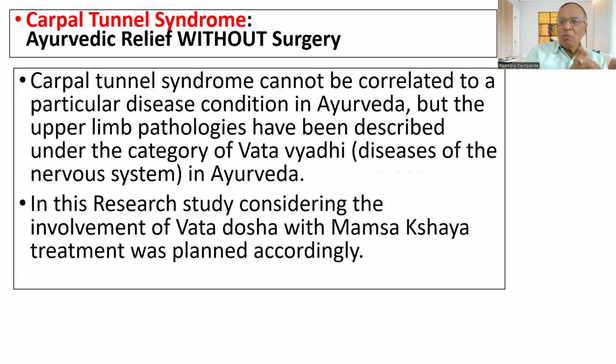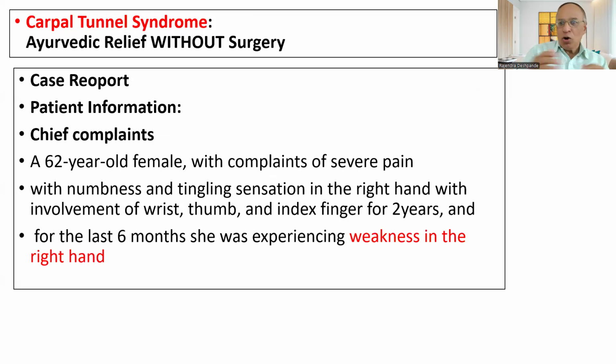Carpal tunnel syndrome cannot be correlated to a particular disease condition in Ayurveda. But upper limb pathologies are described under the category of Vata Vyadhi in Ayurveda. Vata Vyadhi are mostly neurological or musculoskeletal problems according to Ayurveda. In this research study, considering the involvement of Vata dosha with Mamsakshaya, muscle atrophy, treatment was planned by the researcher accordingly. So this is also a research case report.